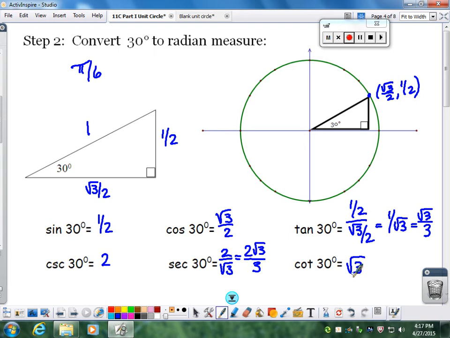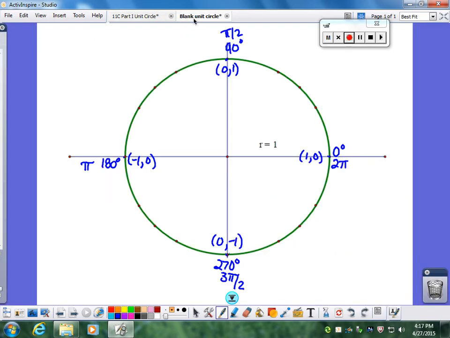Alright, so let's add this to our unit circle. Here's where you want to change your colors. I'm just going to write in pink for a 30-degree angle. We're going to use this dot on our circle to represent our 30-degree angle. So let's draw the first one in here. This is 30 degrees, or pi over 6, and it's going to have the coordinates square root of 3 over 2, 1/2.